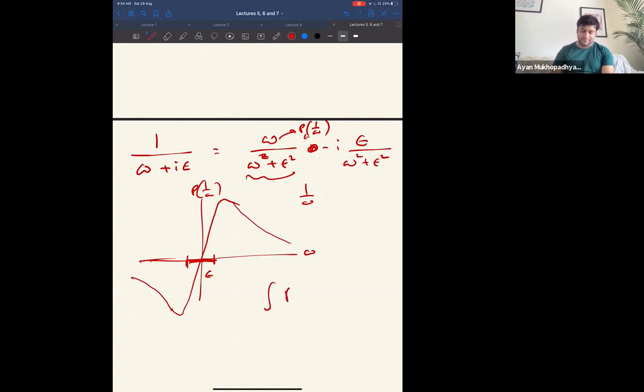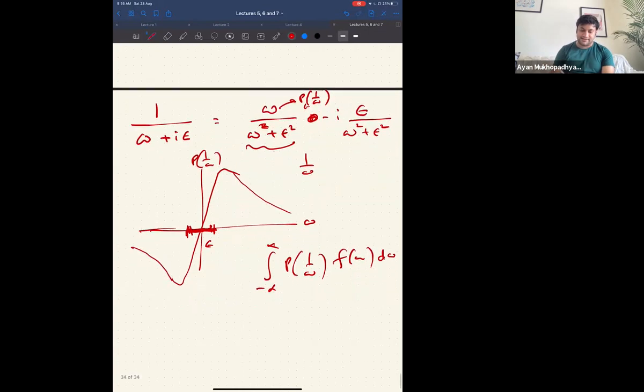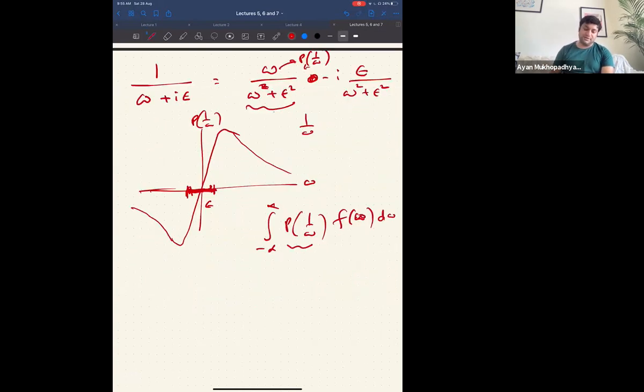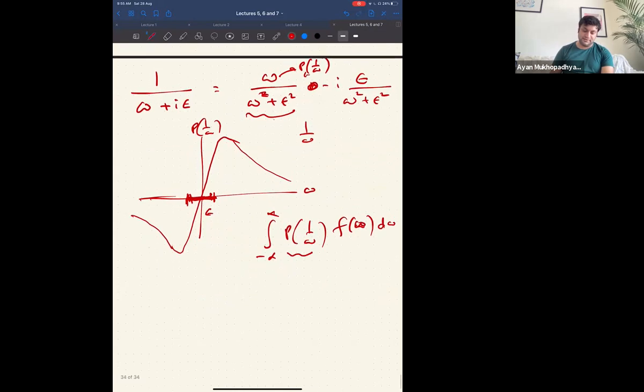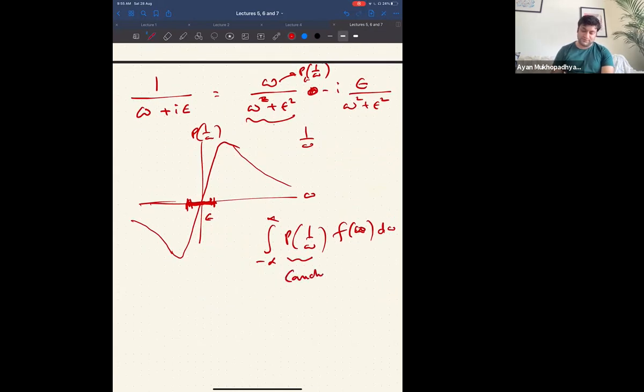So if you integrate p1 over omega with some function of omega, it means that you are basically cutting out a small region first, and then taking the limit epsilon goes to 0. Okay, so that's what it means. You are taking out a small region around the origin, and then taking the limit epsilon goes to 0 slowly. That's what you mean by the principal value integral, or the Cauchy principal value. It's often called Cauchy principal.